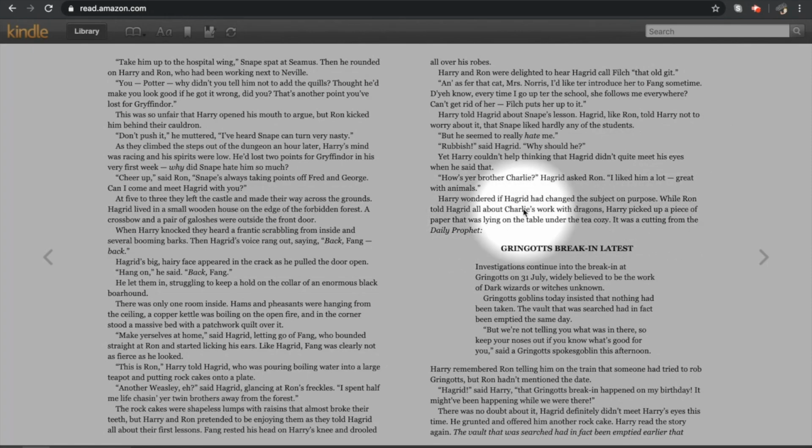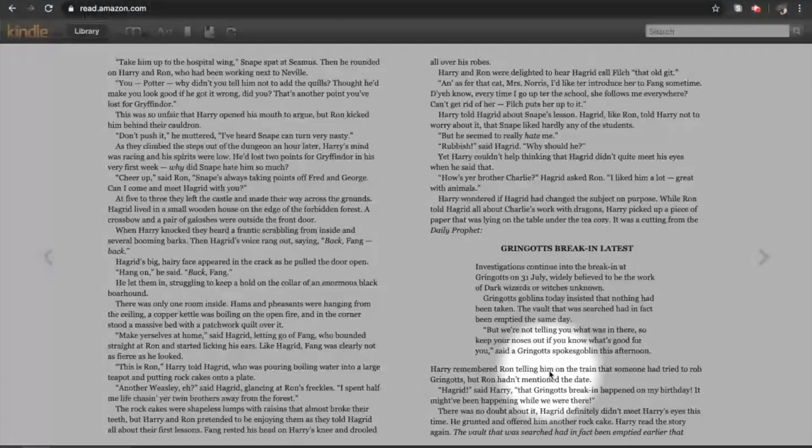While Ron told Hagrid all about Charlie's work with dragons, Harry picked up a piece of paper that was lying on the table under the tea cozy. It was a cutting from the Daily Prophet. Gringotts break-in latest. Investigations continue into the break-in at Gringotts on 31st of July. Widely believed to be the work of dark wizards or witches unknown. Gringotts goblins today insisted that nothing had been taken. The vault that was searched had in fact been emptied the same day. But we're not telling you what was in there, so keep your noses out if you've got what's good for you, said a Gringotts spokesperson.